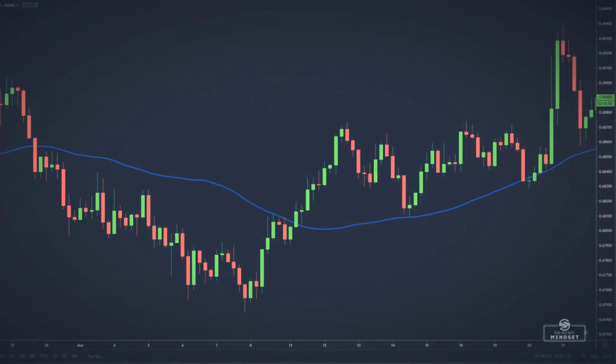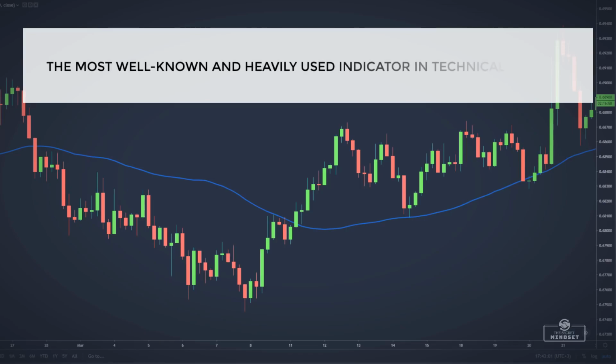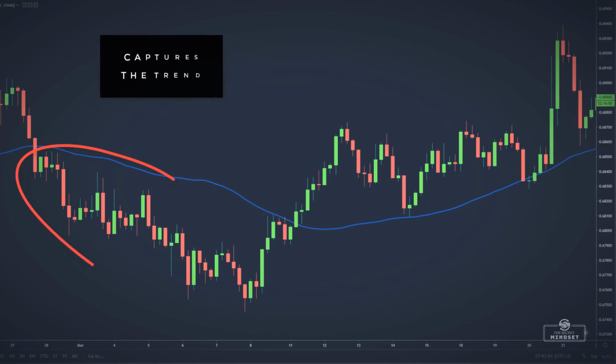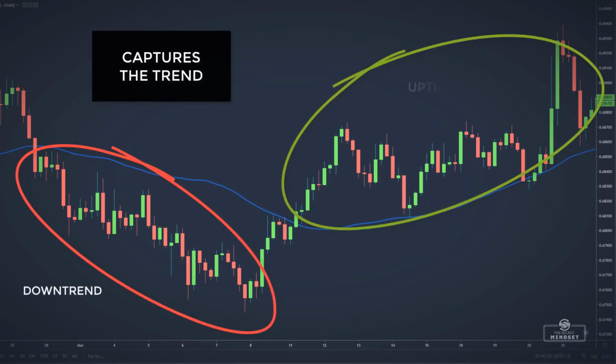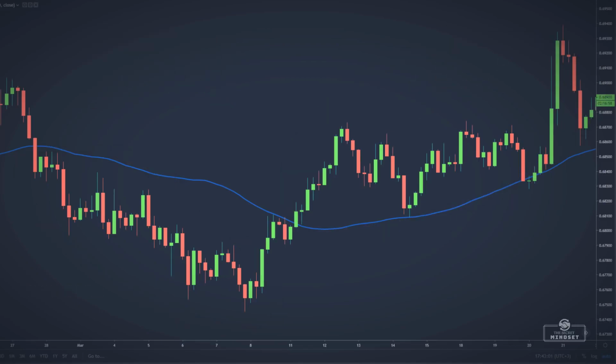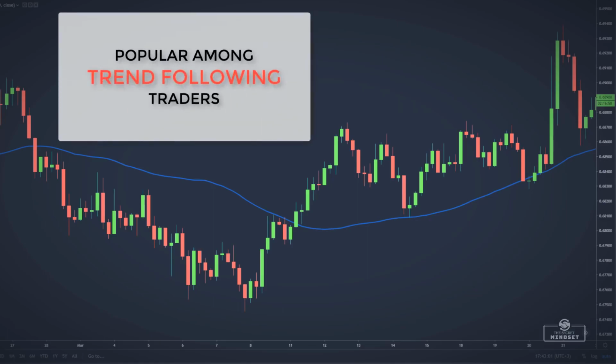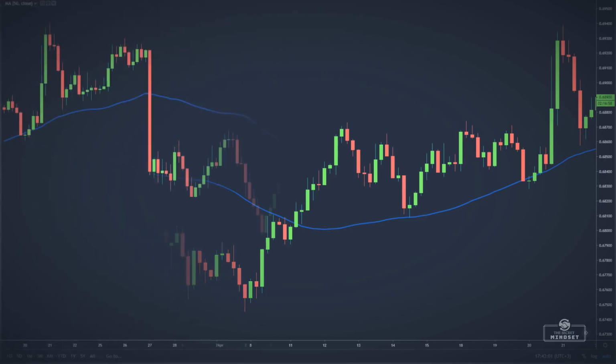So, the moving average is probably the most well-known and heavily used indicator in technical analysis because it effectively captures the trend in an easily identifiable manner. Moving averages are used to calculate the average value of the price over a determined period of time and are extremely popular among trend-following traders. Here are the main moving averages used by traders.